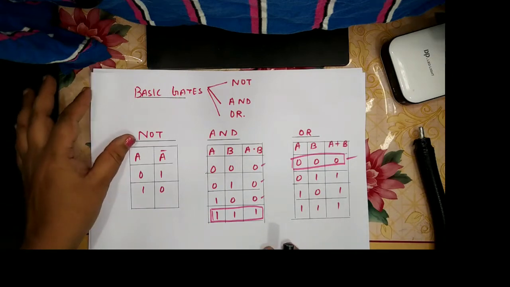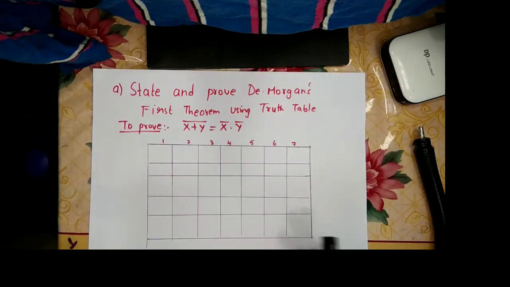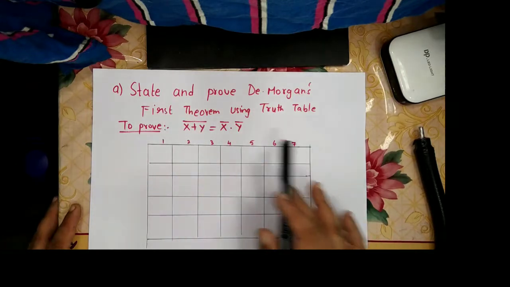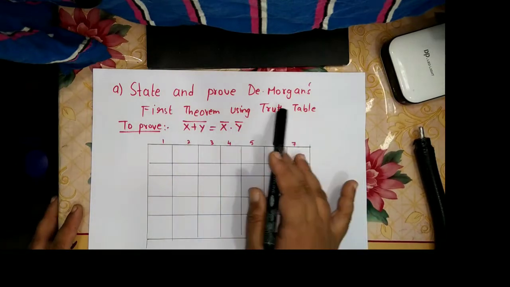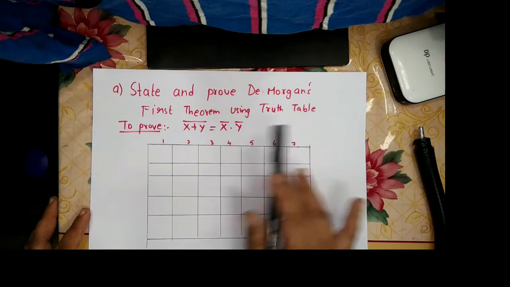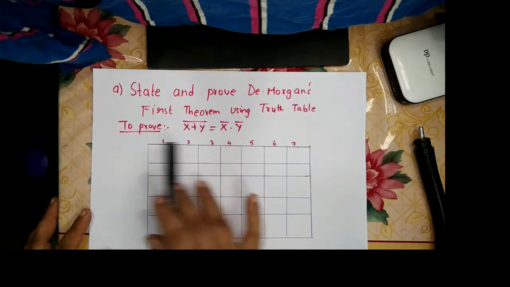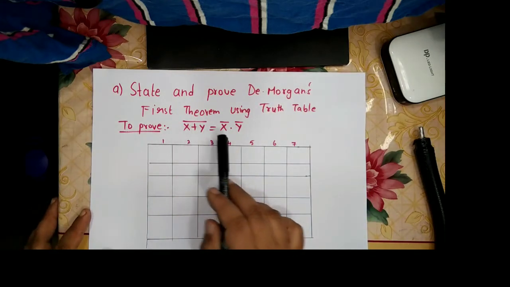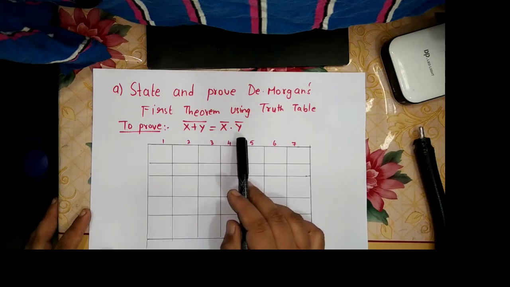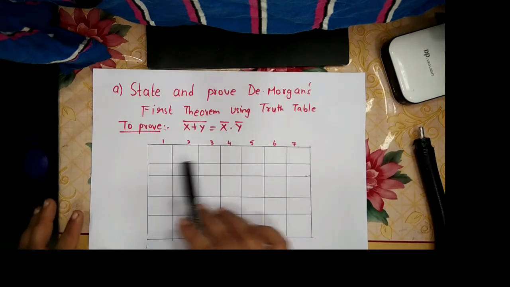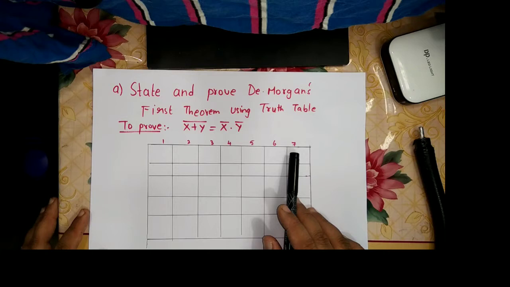Here, if you observe, I have written the first theorem. The question may come for 3 marks like this: state and prove De Morgan's first theorem using the truth table. Once this question comes, you have to first write this: x plus y the whole complement is equal to x complement and y complement. And you can see here I have divided this into 7 columns. I'll tell you why I have done that.